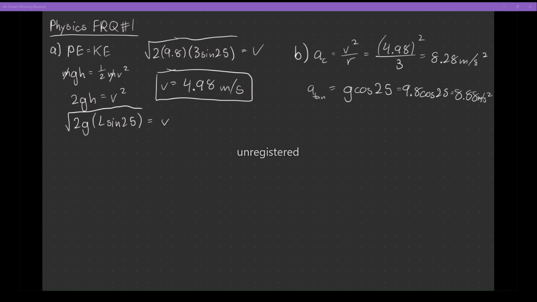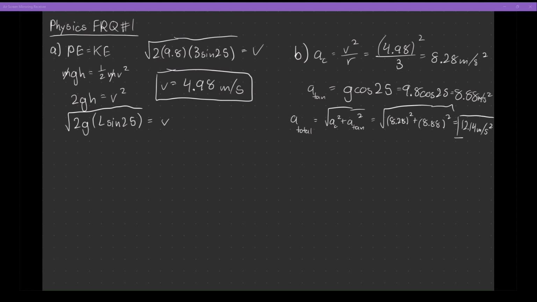And then it's asking for net acceleration, so that's a_total. a_total is just a_c squared plus a_tan squared, all under a square root. So take the square root of 8.28 squared plus 8.88 squared. When I plug that all into the calculator, I get that a_total is equal to 12.14 meters per second squared. Since it's asking for the magnitude, there's no direction, so I just put that as the answer.